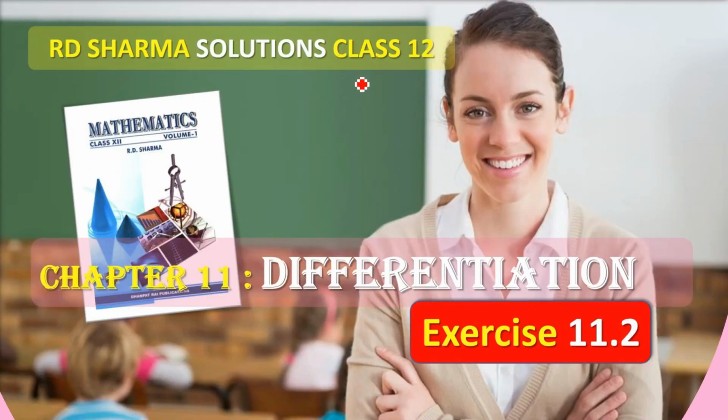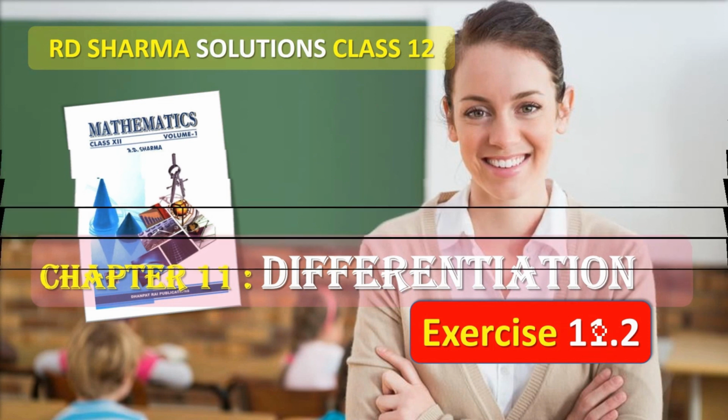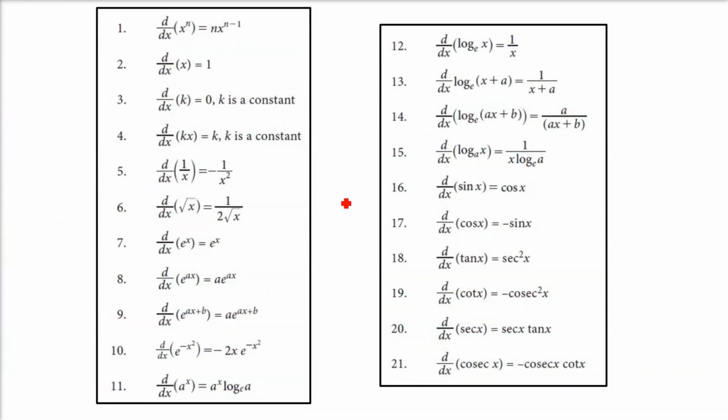This is R.D. Sharma Solution, Class 12th, Chapter 11, Differentiation. Exercise is 11.2. In this exercise, we will be using the direct results. Here are certain direct standard results of differentiation, and we have already done most of them using the first principle. This exercise has more than 70 questions, and where only these final results will be used, we'll employ that.